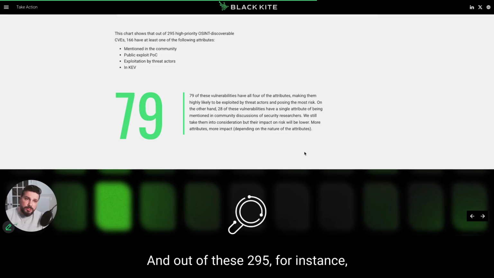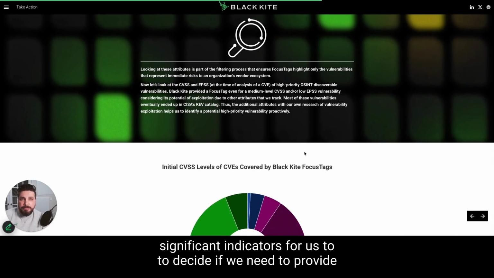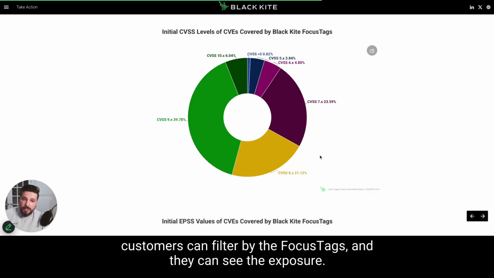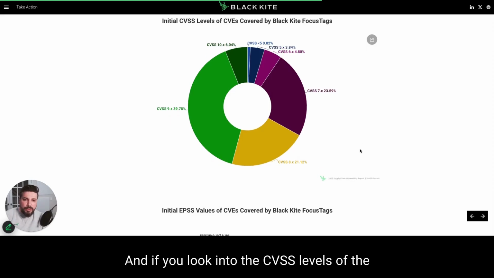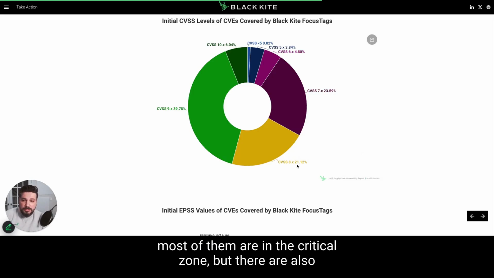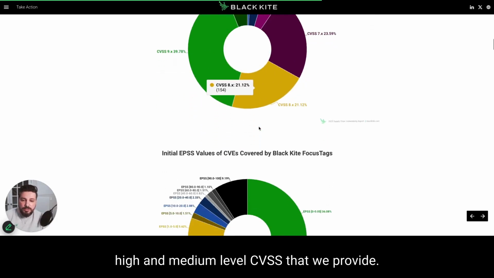And out of these 295, for instance, 79 of them have all these 4 attributes. Those are very significant indicators for us to decide if we need to provide a focus tag for that specific vulnerability, so that our customers can filter by the focus tags and they can see the exposure. And if you look into the CVSS levels of the vulnerabilities that we apply focus tags to, most of them are in the critical zone, but there are also high and medium level CVEs that we provided.